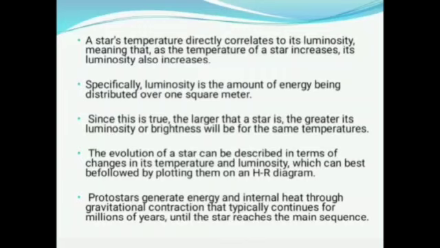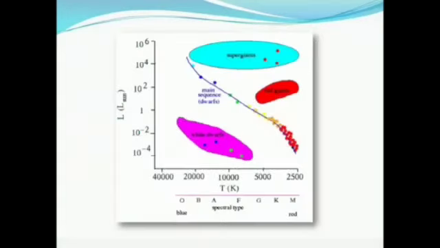Luminosity and temperature are the reasons for the evolution of stars. This can be illustrated using the HR diagram. Until the star reaches the main sequence, protostars generate energy and internal heat through gravitational contraction. Explanation of first diagram.